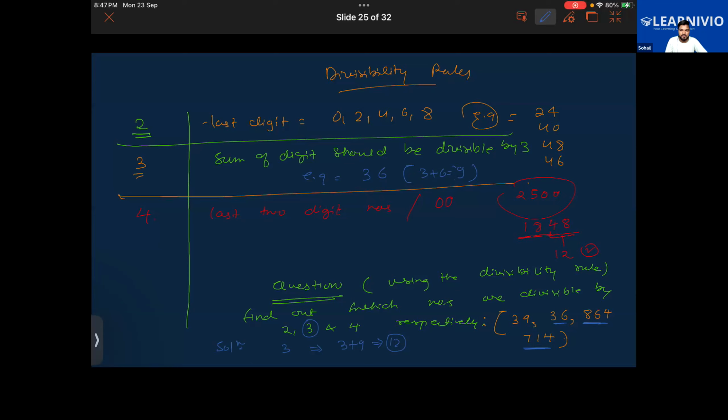It is divisible because 3 plus 6 is 9, and 3 threes are 9, so 9 is divisible. Good. Well done. What about 864?